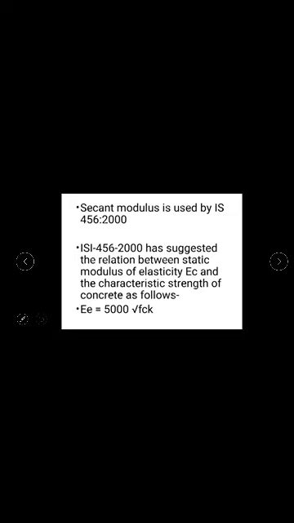Indian Standard IS 456 2000 is also suggesting the relationship between static modulus of elasticity Ec and characteristic strength of concrete as follows. Generally Young's modulus is given by 5000 root fck by IS 456 2000, because Young's modulus depends upon the grade of concrete, on the mix. So as the mix changes, the Young's modulus also changes. Young's modulus is not constant for concrete, as we have discussed, because concrete is a heterogeneous material. It depends upon various factors. So various factors will influence Young's modulus of concrete.